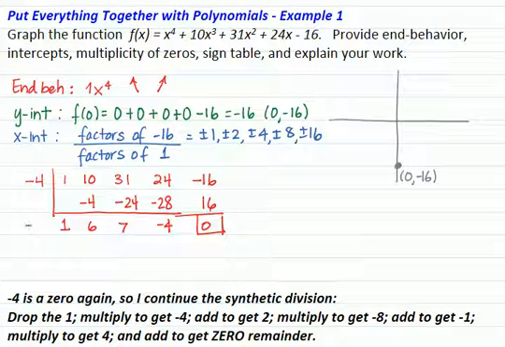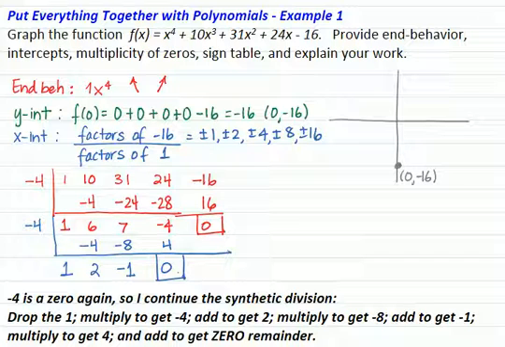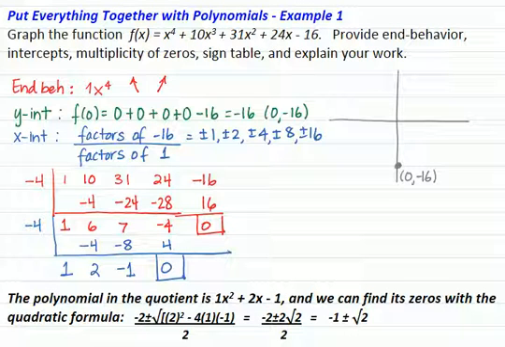Negative 4 is a zero again, so I'm going to perform a second synthetic division. So I'm going to drop the 1, multiply by negative 4, add, that's a 2, multiply by negative 4, add, that's a negative 1, multiply by negative 4, and add, that's another 0. And now I know that negative 4 is a zero a second time. The quotient of this division is 1x squared plus 2x minus 1, and I can find the zeros of that quadratic using the quadratic formula.